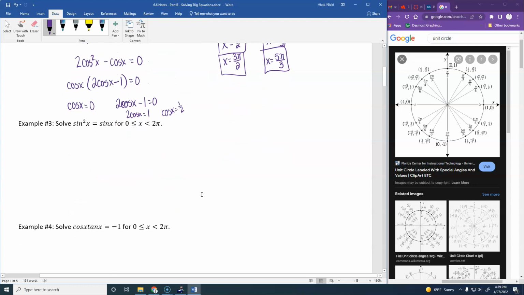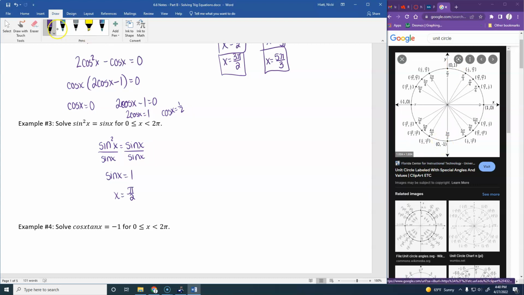Okay. For example 3, we have a similar problem. It is also asking us to look at the entire unit circle, and we've got sine squared x equals sine x. On this problem, it is tempting to just divide both sides by sine x. And if you do that, you just get sine x equals 1, and then sine x has a value of 1 at pi over 2. I think that would be our only answer because down here it's negative 1.